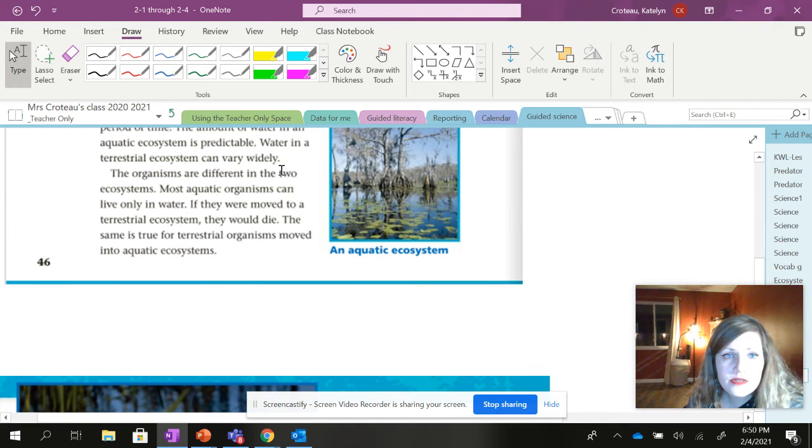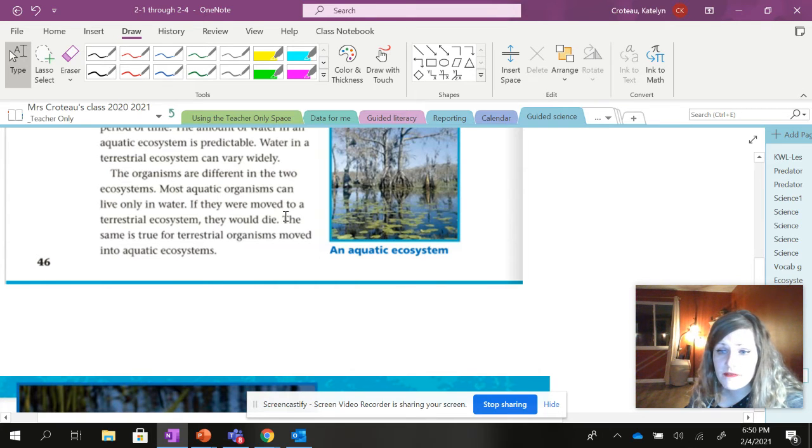The organisms are different in the two ecosystems. Most aquatic organisms can live only in water. Oh, remember, organisms means a living thing. So now we're moving into the living. Before we were talking about the non-living. If they were moved to a terrestrial ecosystem, they would die.